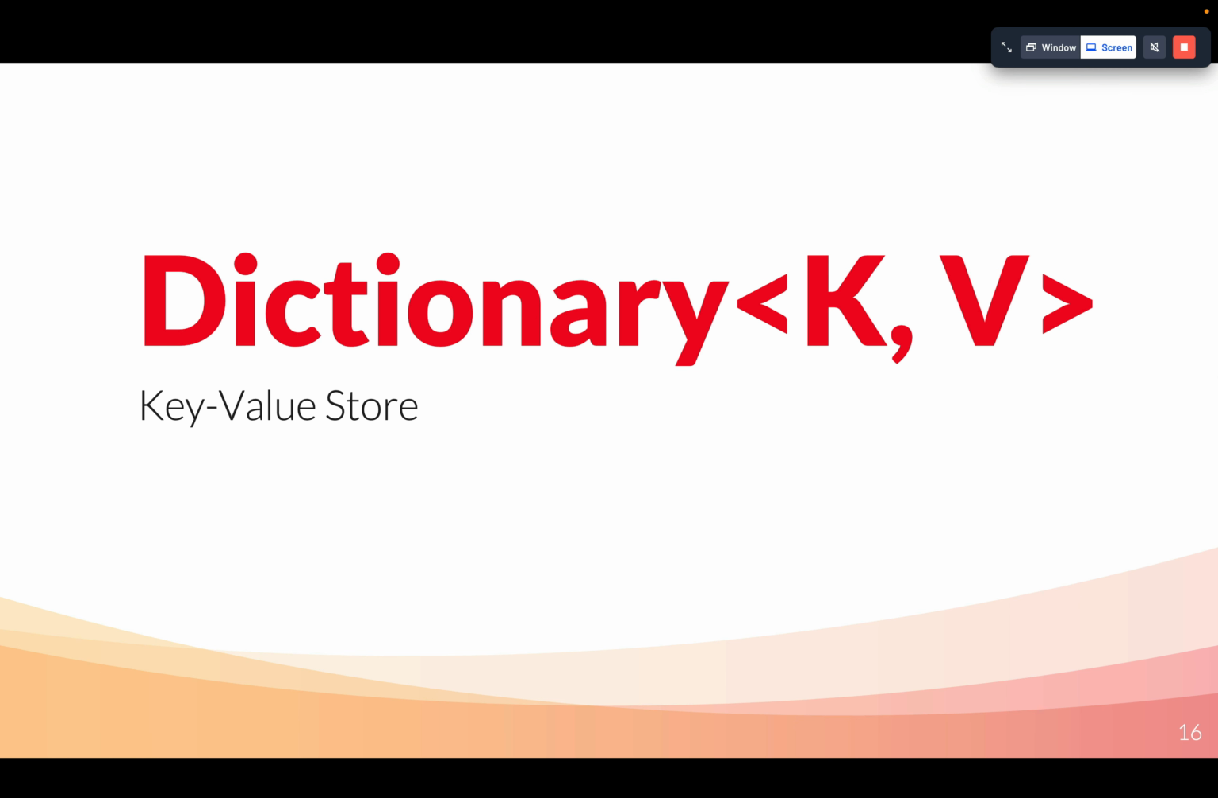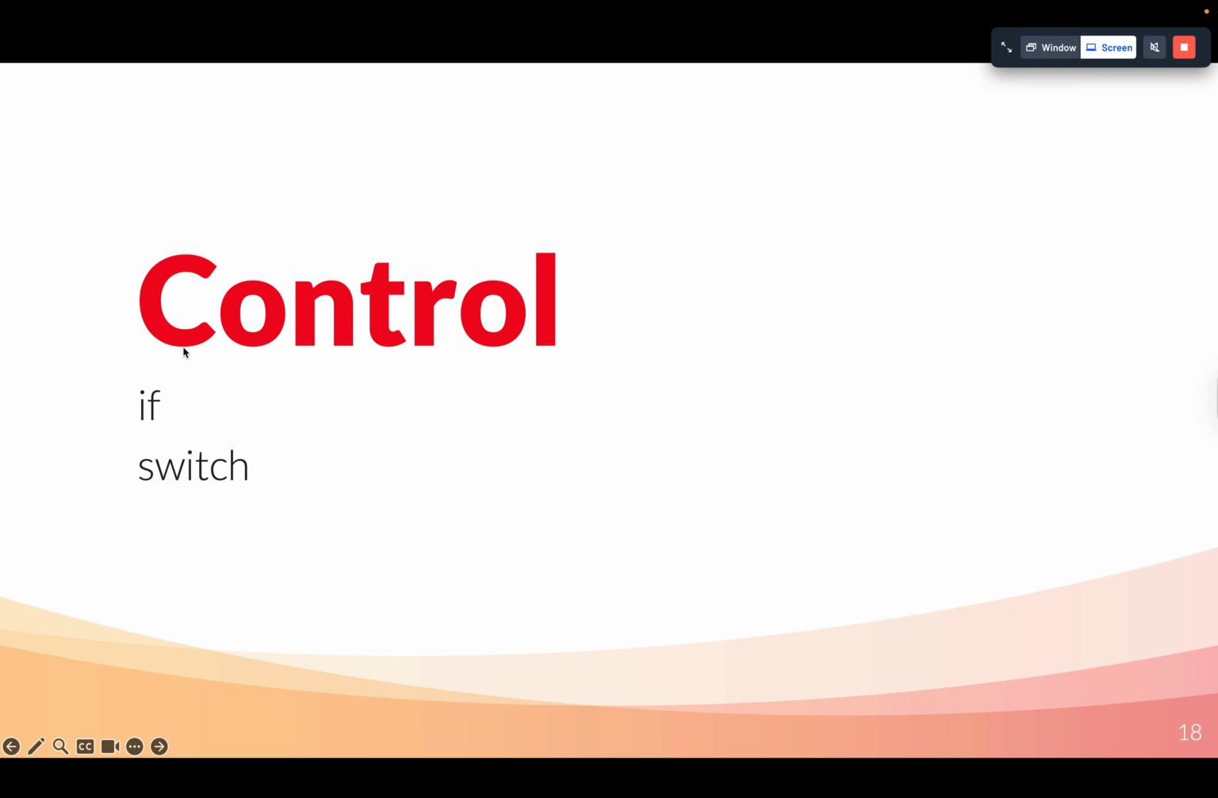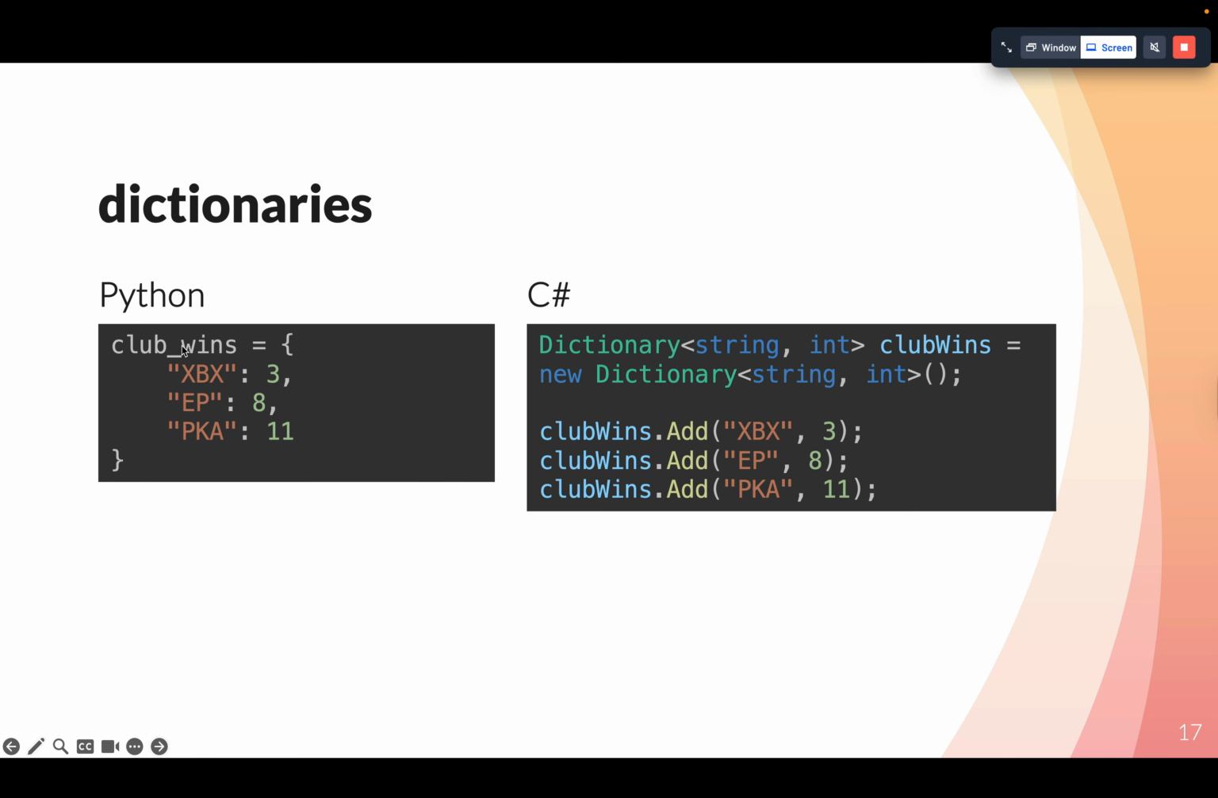And in order to create a dictionary where we have keys that look up some value, we have to say, what's the type of the keys? That's what the K stands for. And what's the type of the values? V. So let's see what I did here. Okay. So in Python, you could just say club wins, and we've got XBX:3, EP:8, PKA:11. The stuff that I have in this first column, is that the key or the value?